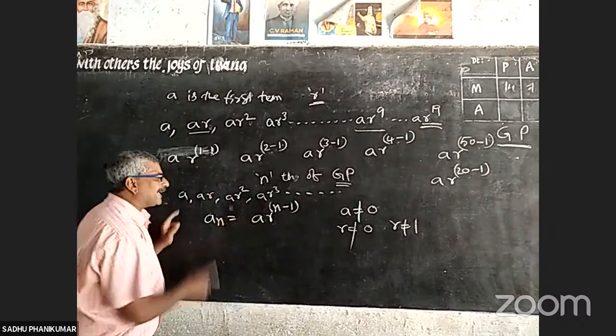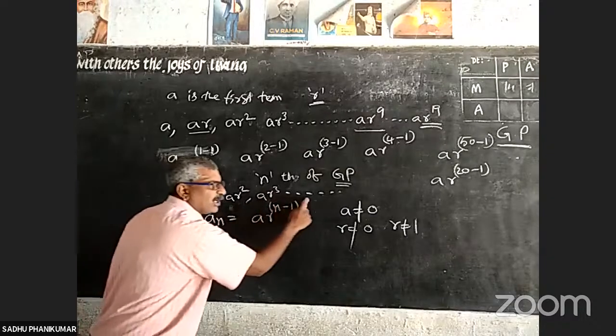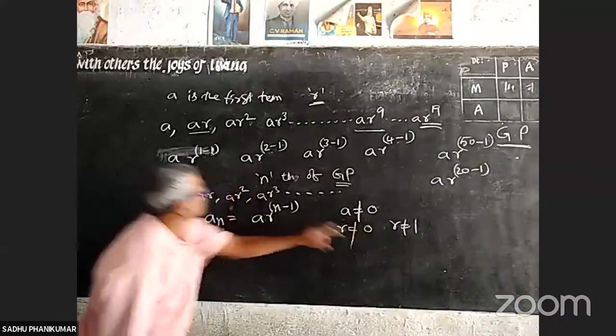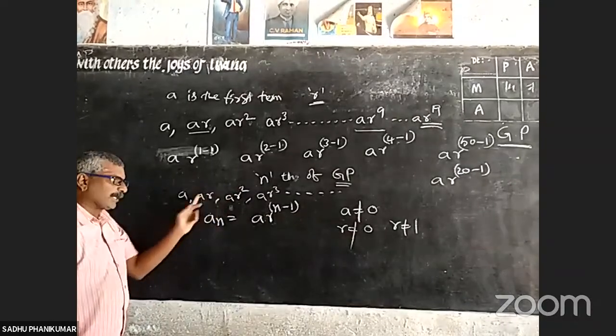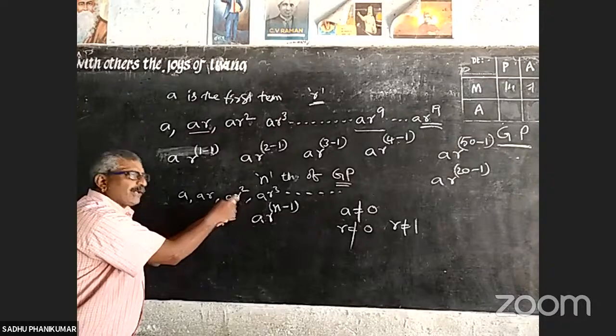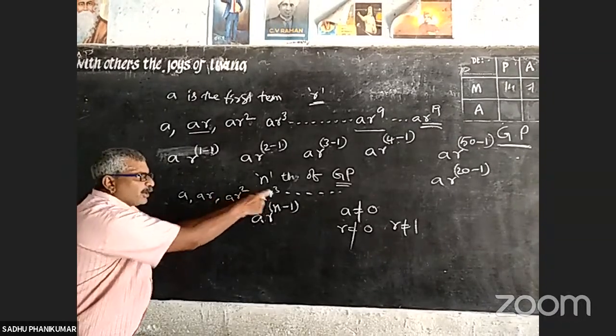If A is 0, what happens? Anything times 0 gives all zeros. Not like that. If R is 0, then everything becomes 0. If R is 1, what happens? A into 1 is A. So R is equal to 1 into A, and 1 square is also 1, 1 cube is also 1.